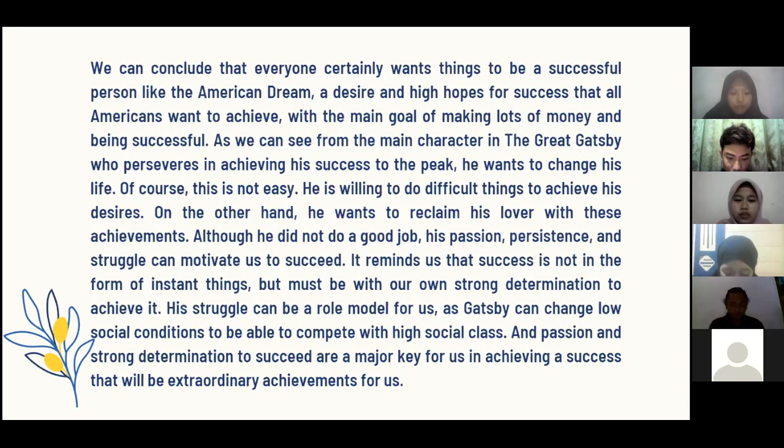Of course, this is not easy. He is willing to do difficult things to achieve his desires. On the other hand, he wants to reclaim his lover with these achievements. Although he did not do a good job, his passion, persistence, and struggle can motivate us to succeed.